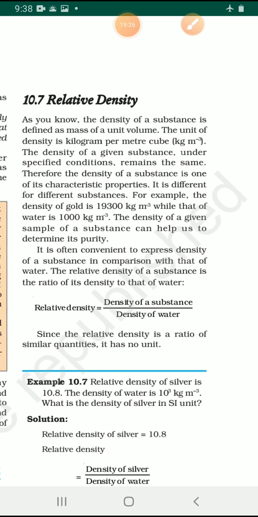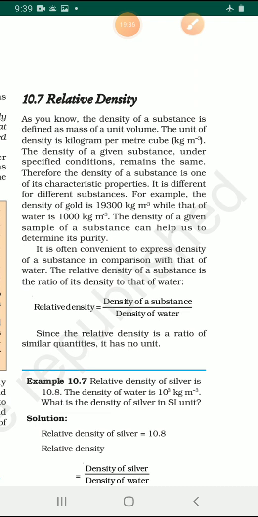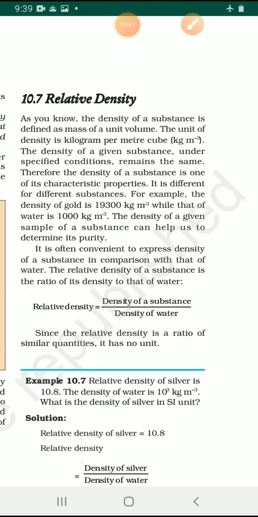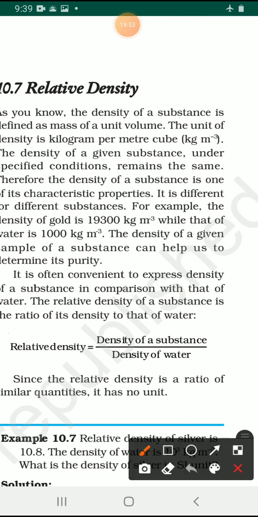For example, the density of gold is 19300 kilogram per meter cube. This is not only for liquids; even all the metals have a density. So the density of gold is 19300 kilogram per meter cube, while that of water is 1000 kilogram per meter cube. As you can see here, one important thing I'll tell you, children, remember that. I'm going to mark it here.